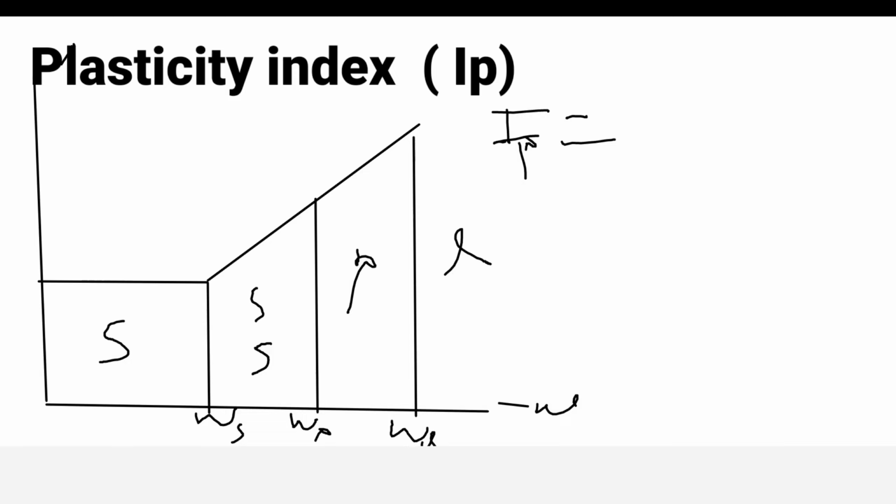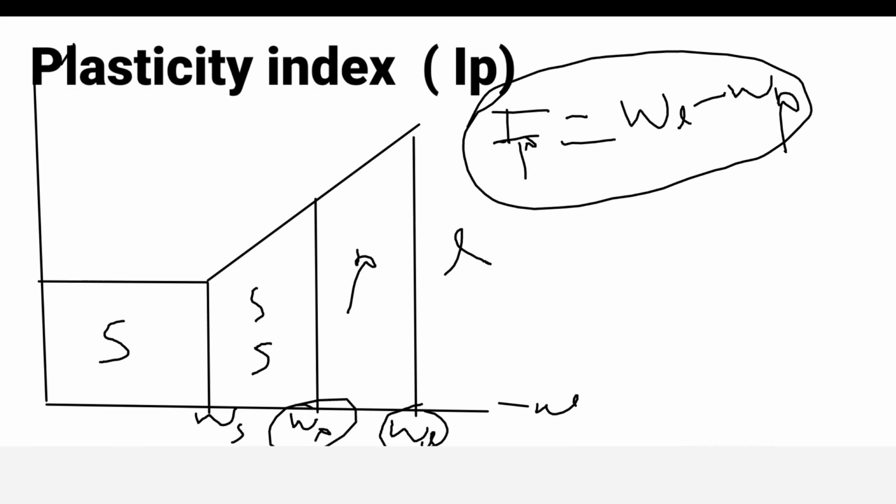Just assume our soil is in the liquid state. What does it mean? Water content is more compared to the plastic stage, am I right? For the plastic stage the water content is less compared to the liquid stage, so it goes from liquid to plastic. So the formula you write is WL minus WP. This is the formula for the plasticity index. I hope you have no problem writing this formula directly, am I right?